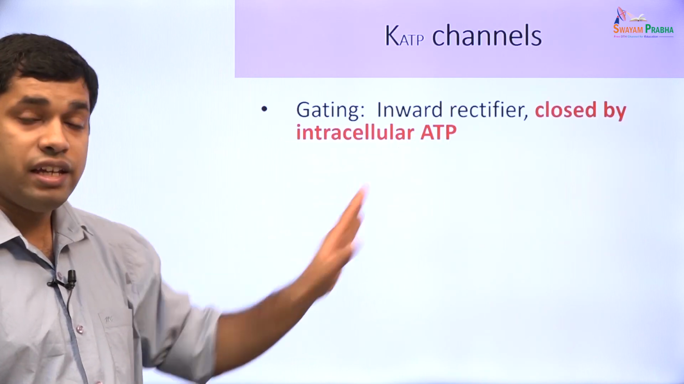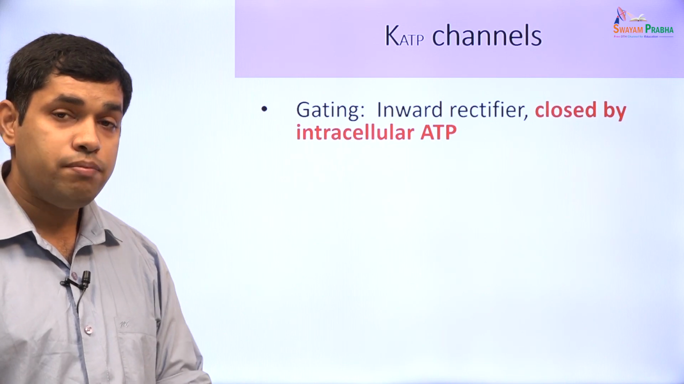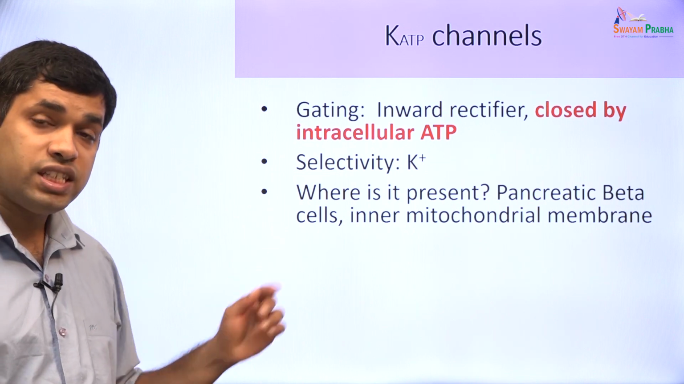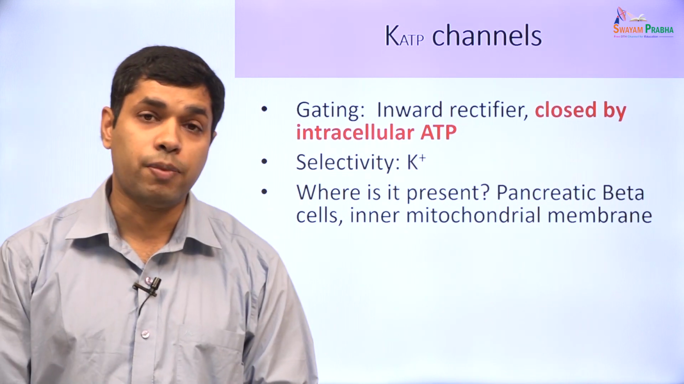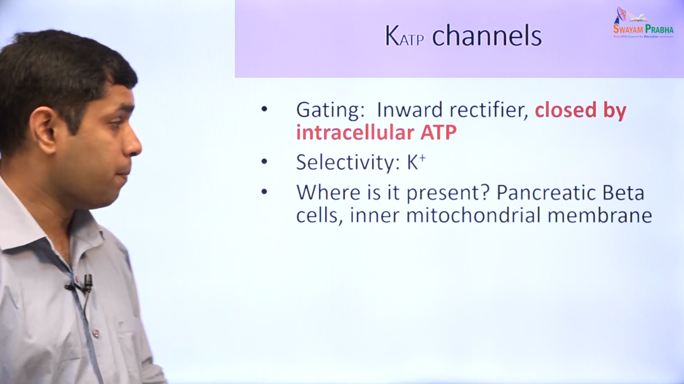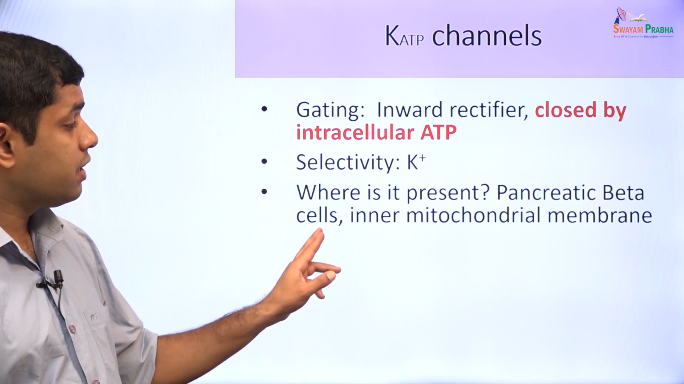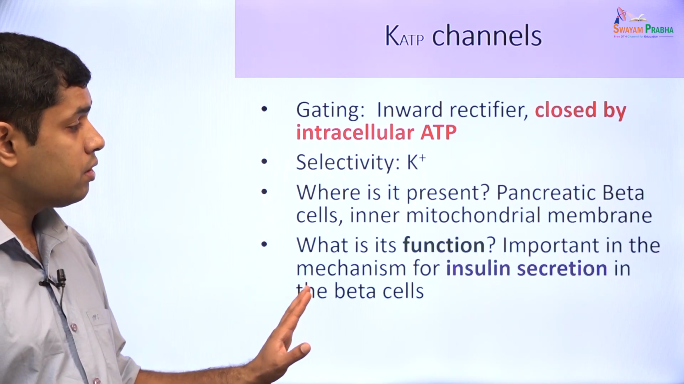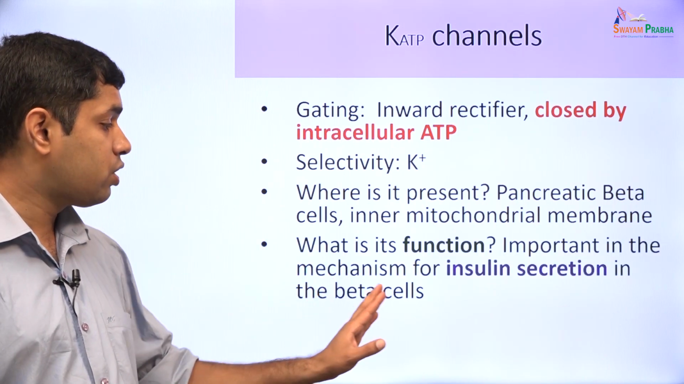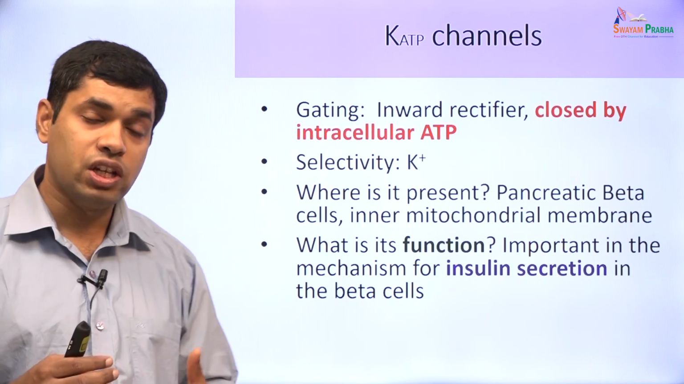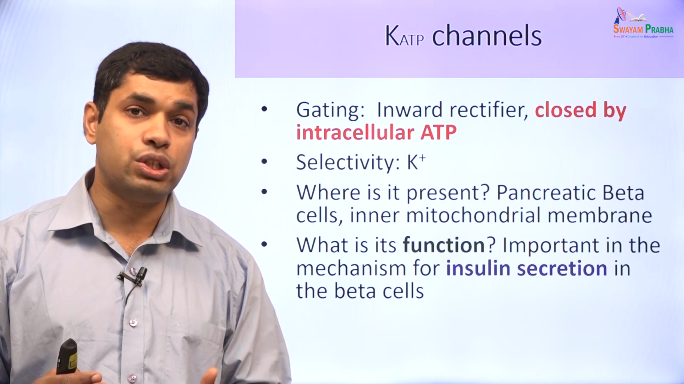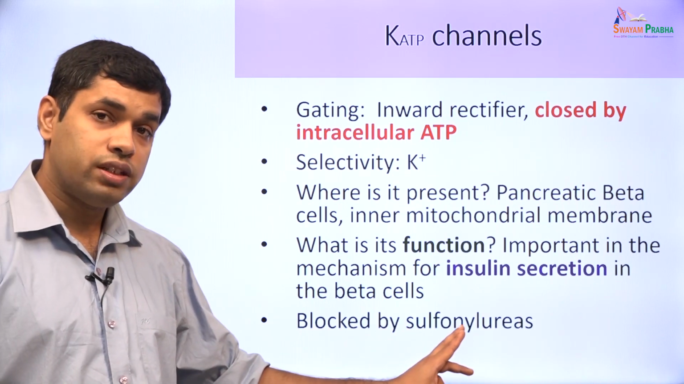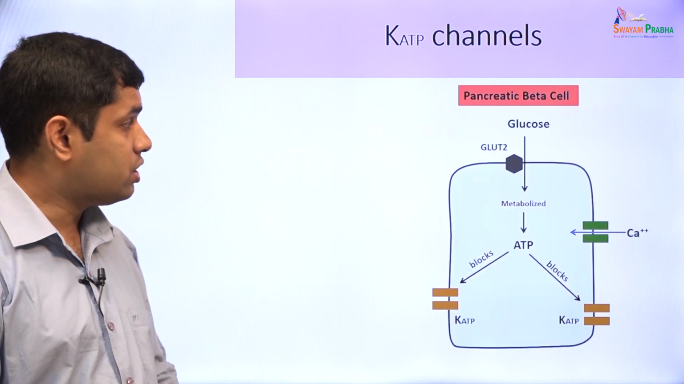A little bit about the KATP channel. It is closed by intracellular ATP. So ATP closes these channels. It's selective for K plus. Where do we see these channels? You will come across these channels when you discuss the pancreatic beta cell. So this is present in the pancreatic beta cells as well as in the inner mitochondrial membrane. What is its function? This channel is important for insulin secretion in the beta cell, and it helps link beta cell secretion to external glucose. Common drugs, sulfonylureas, which are used for diabetes, block these channels.